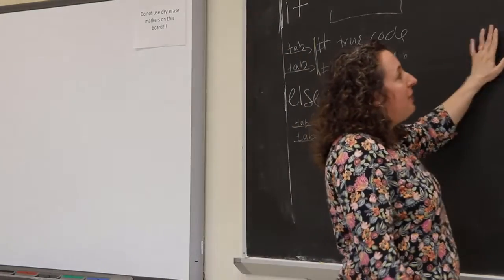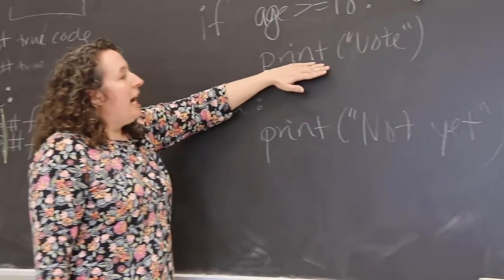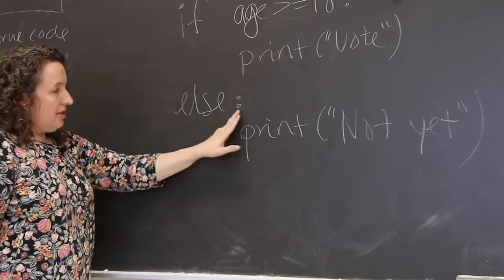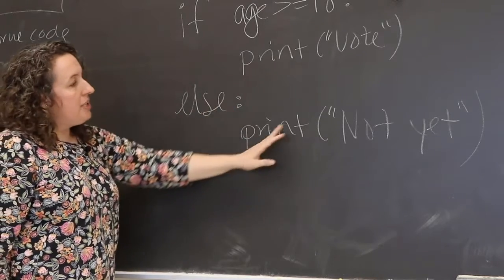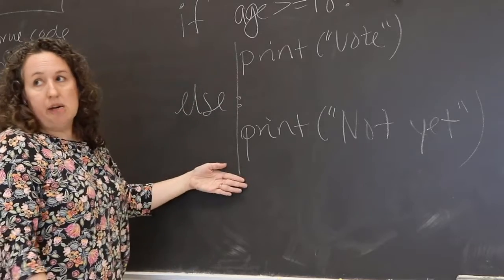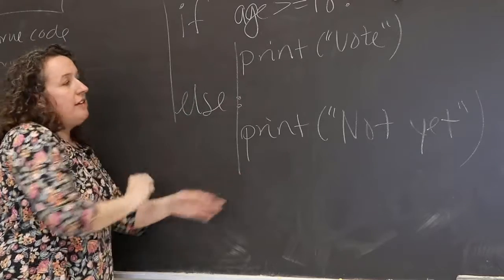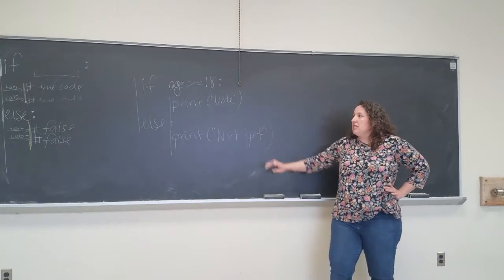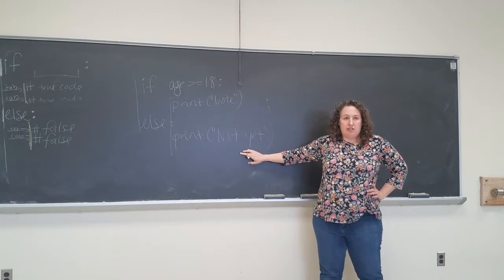A real life example, if the age is greater than or equal to 18, colon, I print out vote. Else, with the colon, I print out not yet. You'll see that the prints are lined up and my if and my else are lined up. This is the basic if and the else.